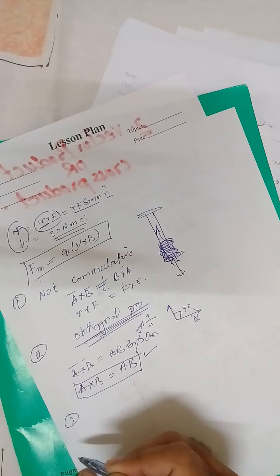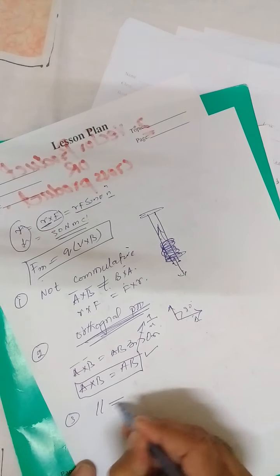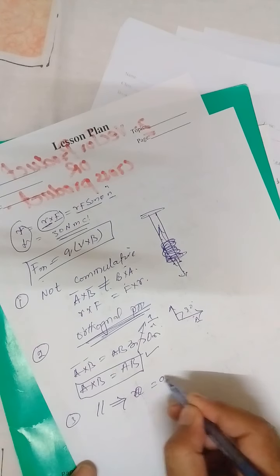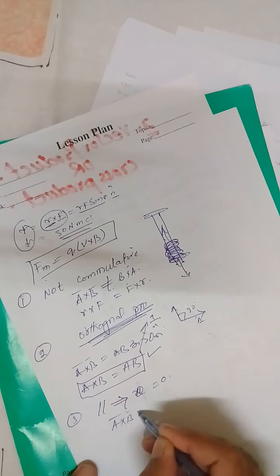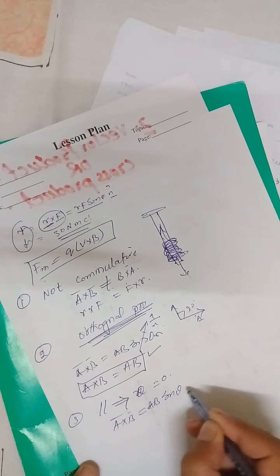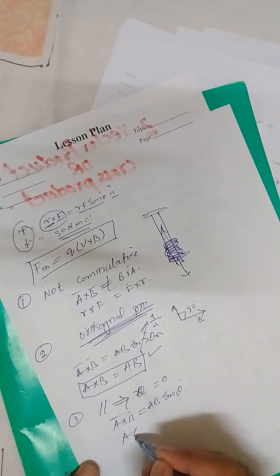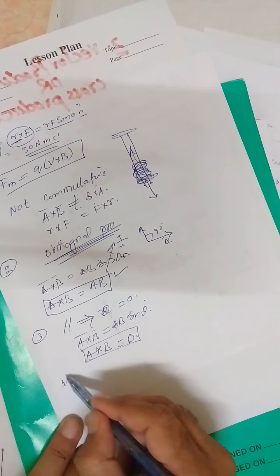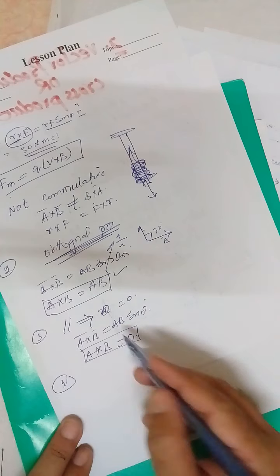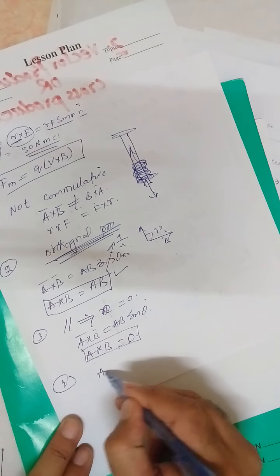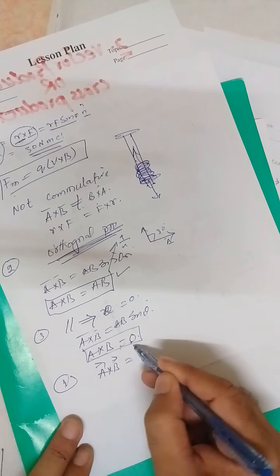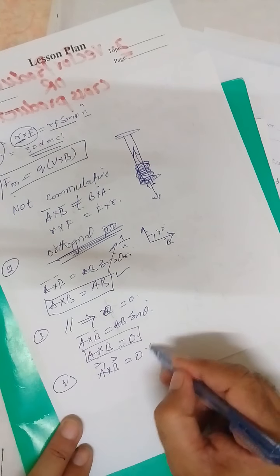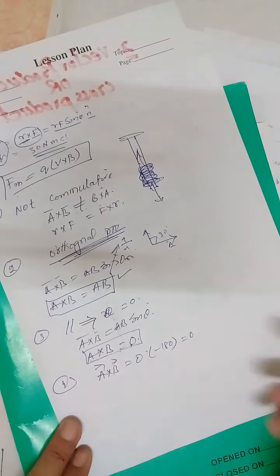Number three, if two vectors are parallel to each other, then theta is equal to 0. So A cross B is equal to AB sine of theta, and sine 0 is equal to 0. So A cross B is equal to 0. This means that if two vectors are parallel, their product will be 0. Number four, if the two vectors are anti-parallel, their angle is 180, and A cross B will also be equal to 0, because sine 180 is 0. This is another property of the vector product.